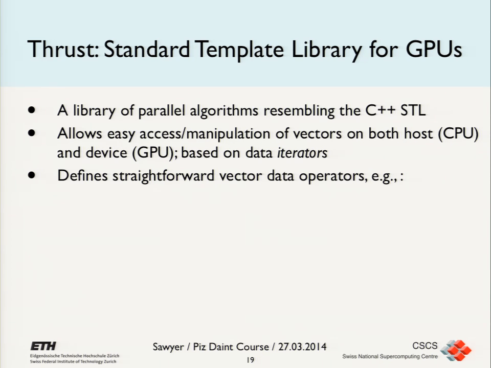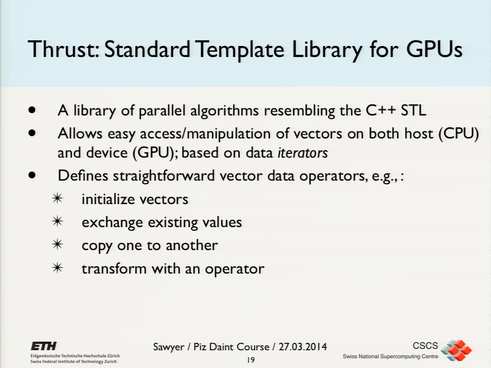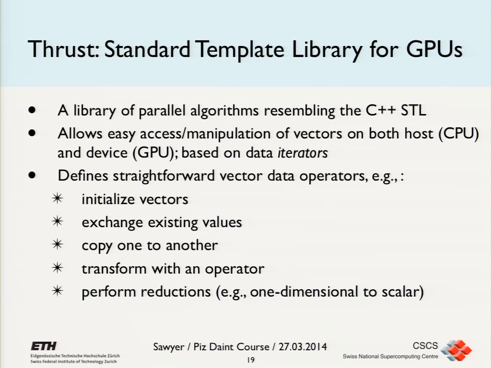It defines some very straightforward operators to initialize vectors, exchange the existing values in vectors, copy one vector to another, and transform vectors with some sort of given operator. I'll give you some examples in a minute. Perform reductions. In other words, take a one-dimensional array and perform some operation to get a scalar value. Again, I'll give you some examples. Sorting, and then there's some other operations. It's a relatively simple, compact, well-defined library.